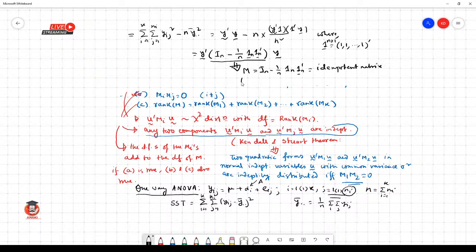So rank of M is nothing but the trace of M. So trace of M is n into 1 plus... because all diagonal elements of the matrix are 1 minus 1 by n. So this is nothing but n minus 1. So this is, we know, the total degrees of freedom.